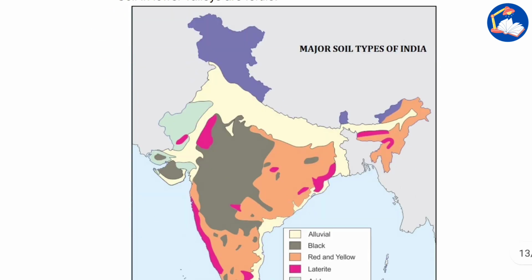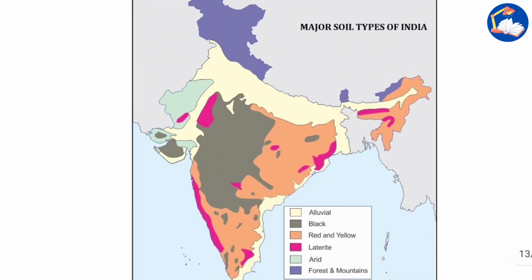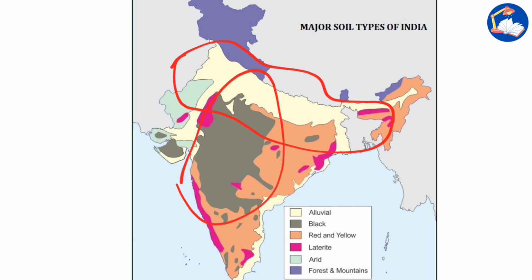Now we come to the map. So alluvial soil is mainly in the northern plain region. Okay, northern plain region, and black soil in the Deccan Plateau. Okay, black soil in the Deccan Plateau. I mean in the Gujarat region it is volcanic soil actually.